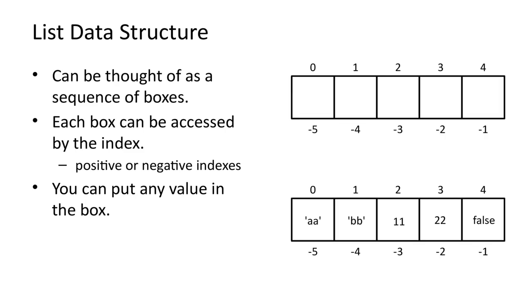Here is a more abstract diagram of the list. A list consists of a sequence of data values. Each data value can be accessed using an index. Indexes can be positive or negative integers.